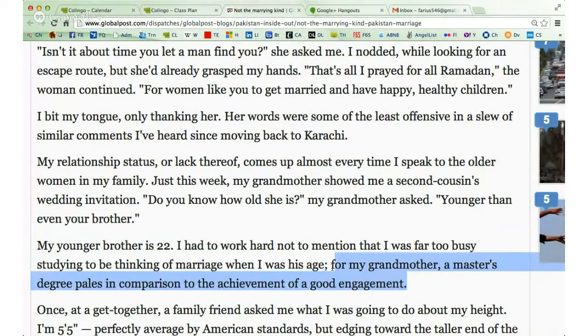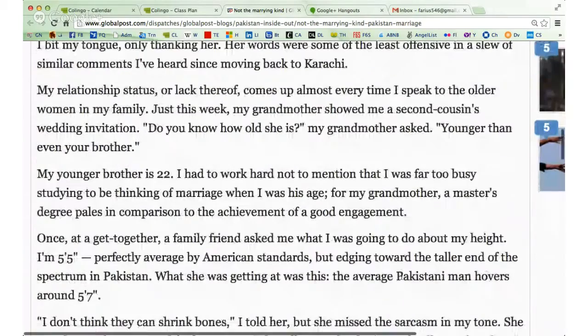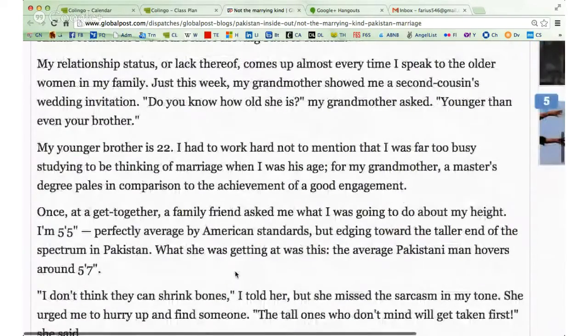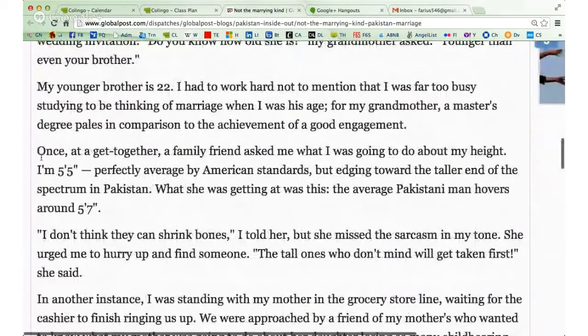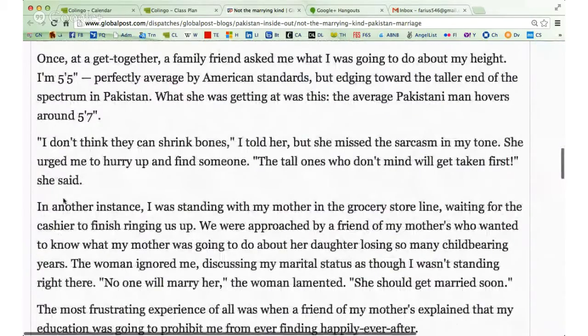So for this grandmother, having an education, having a master's degree, means nothing in comparison to, for example, getting engaged to a good husband, right? So this part right here, we're going to skip. We don't really need to know too much about this.